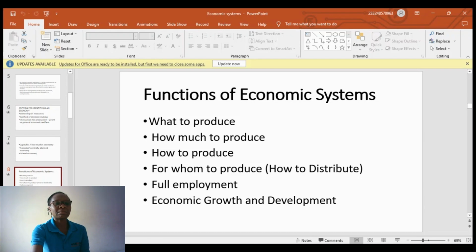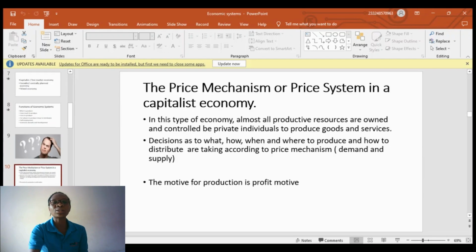Now, we're wondering about the things we mentioned. What do we mean by those economic systems we defined? So let's take them one by one. For today's class, not to make the class long, we're going to take the price mechanism, which is the same as the capitalist economic system. Right? You want to find out what the capitalist economic system is. In this type of economic system, all productive resources are owned and controlled by private individuals to produce goods and services. All resources, not totally all, almost, I will tell you why I said almost, all productive resources are owned and controlled by private individuals to produce goods and services.